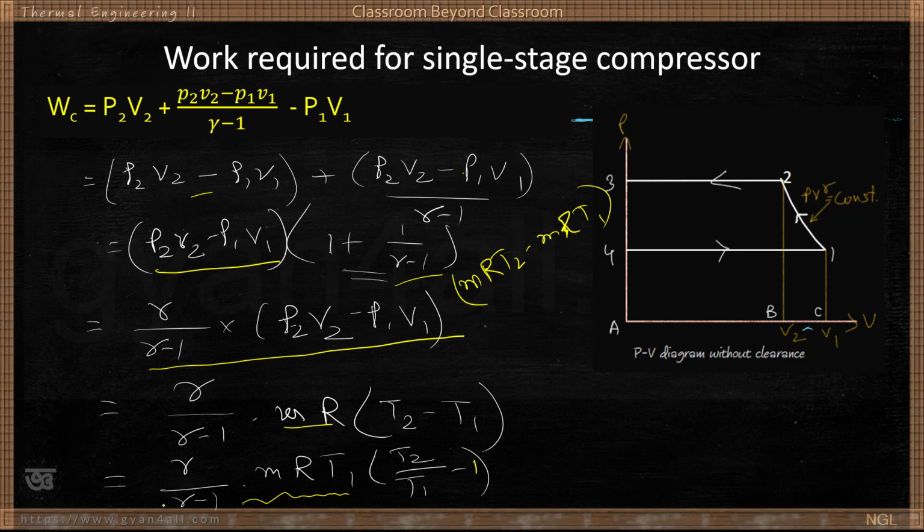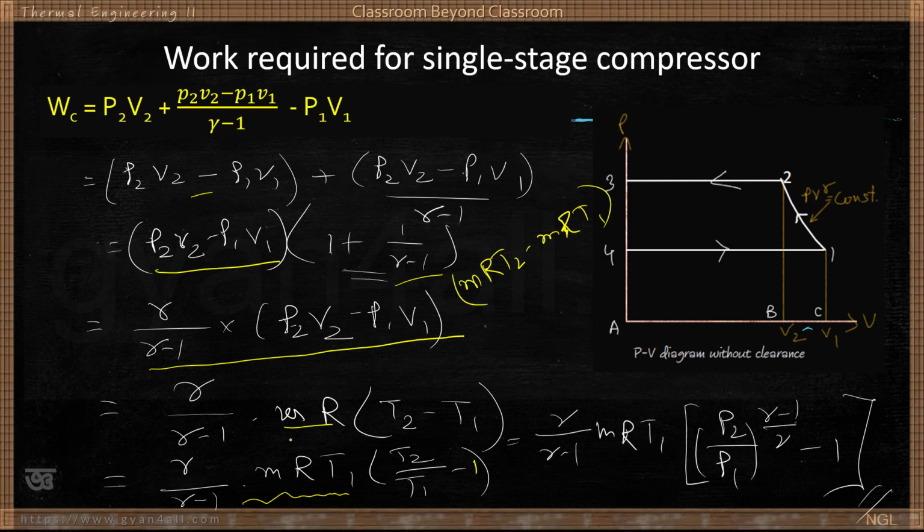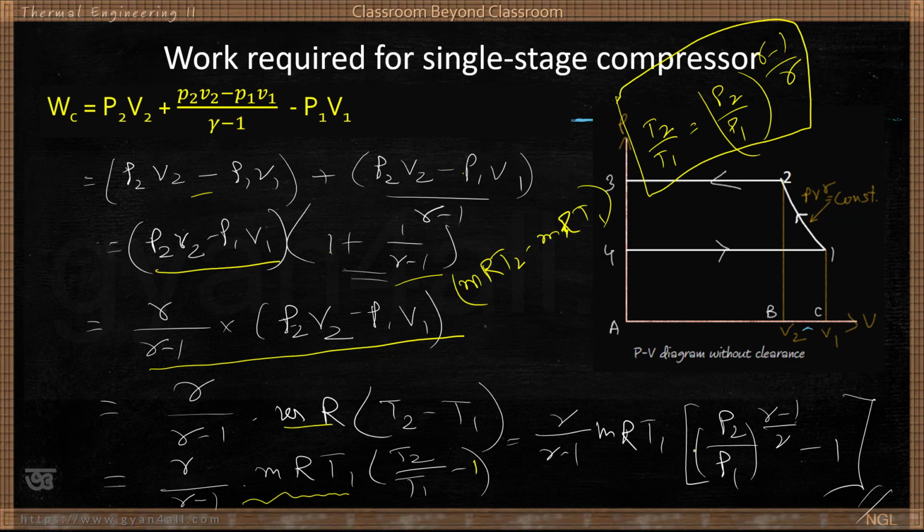In terms of pressure also we can find out, because the process is isentropic and we know what the isentropic law is. In isentropic law we got T2 by T1 equal to P2 by P1 whole to the power gamma minus 1 by gamma. So we can put this value P2 by P1 and gamma. This is in terms of pressure and temperature also, but the first one is only in terms of temperature. So this way we can calculate the work required for a compressor.